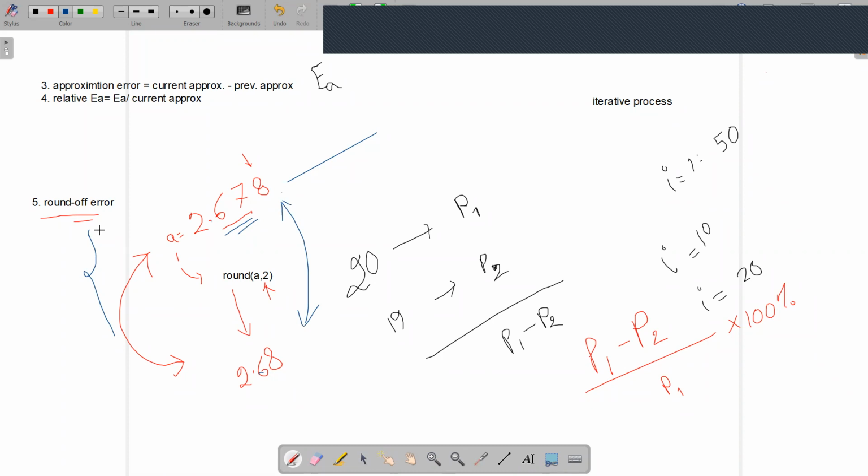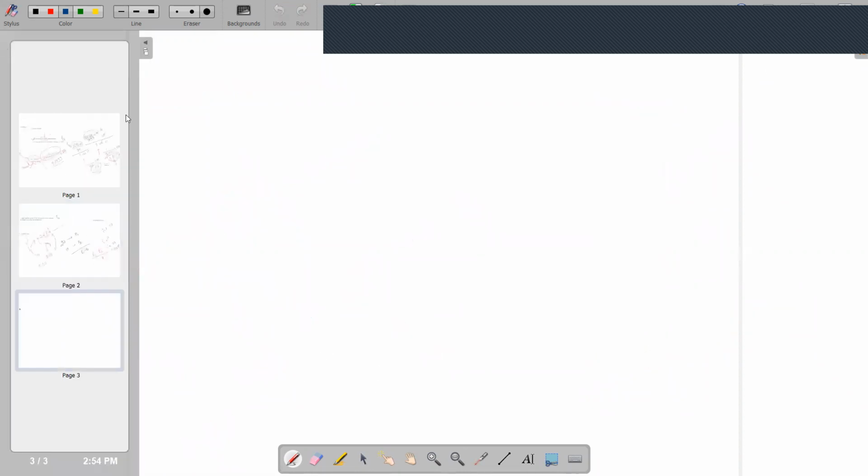Is it clear now? Sir, if we have to calculate it, what will the value of the round off error be? Just the difference between these two. Okay, that's the difference. So let's go to the final one.